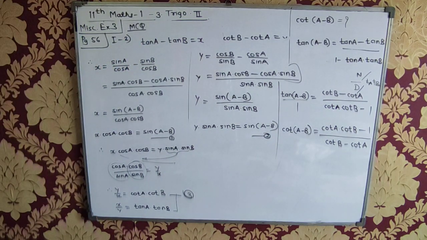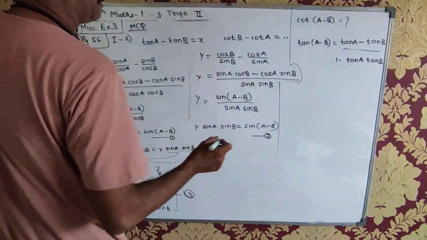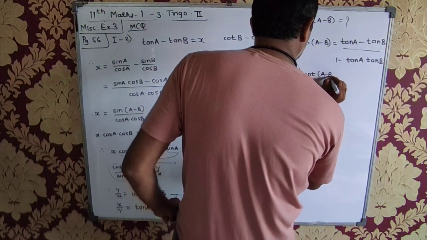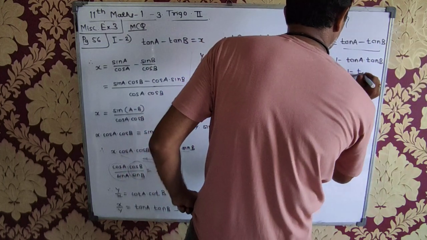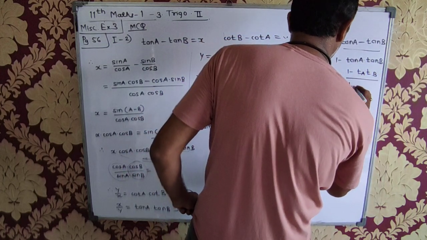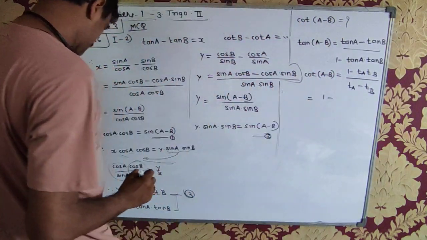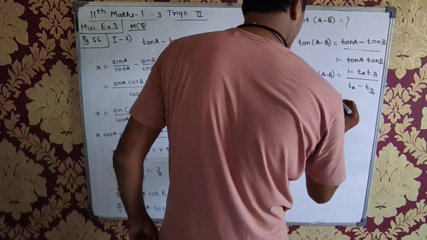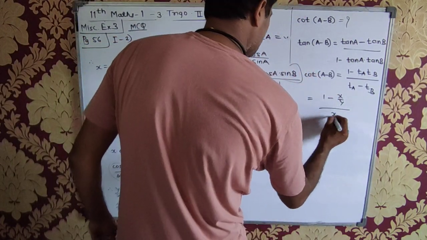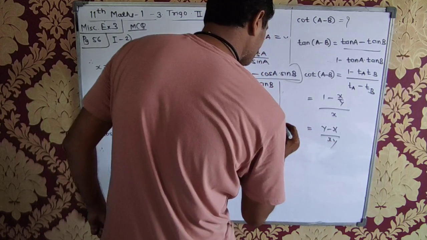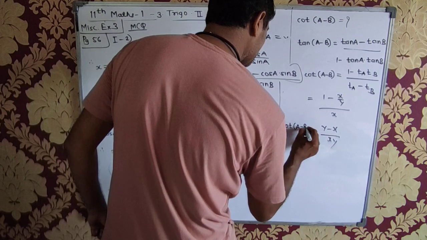Alright. Now cot B minus cot A. Let's see, I'll do it over here. I'll take the reciprocal of this. This will become what? Cot of A minus B is equal to 1 minus tan A tan B upon tan A minus tan B. 1 minus x upon y, upon x, take the reciprocal. Y minus x upon x. So cot of A minus B, that's the answer.